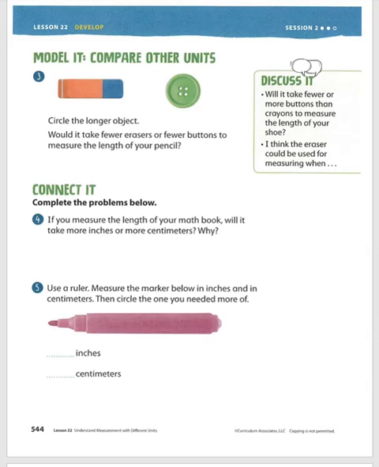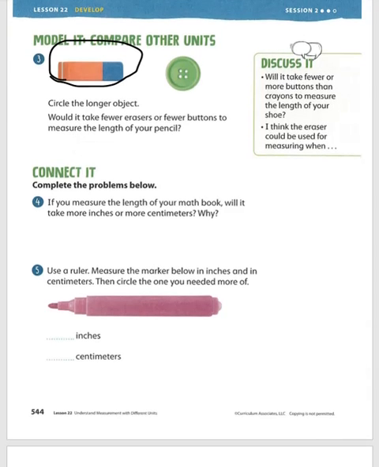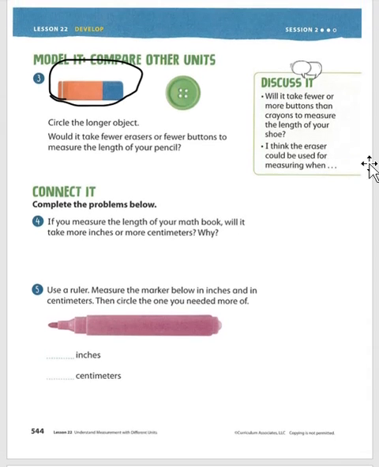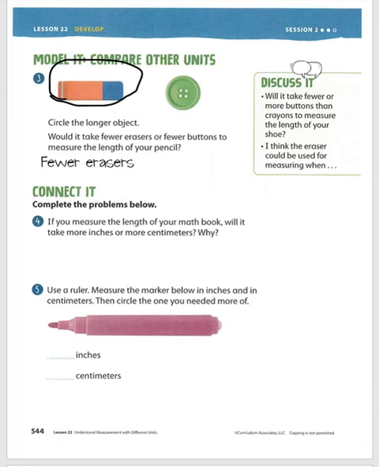All right, circle the longer object. Would it take the eraser or the button, which one's longer? Well, we know the eraser is longer. We can tell, right? Circle the longer object. Would it take fewer erasers or fewer buttons to measure the length of your pencil? Well, if this one's longer, it would take fewer what? Fewer erasers. Okay, complete the problem below.